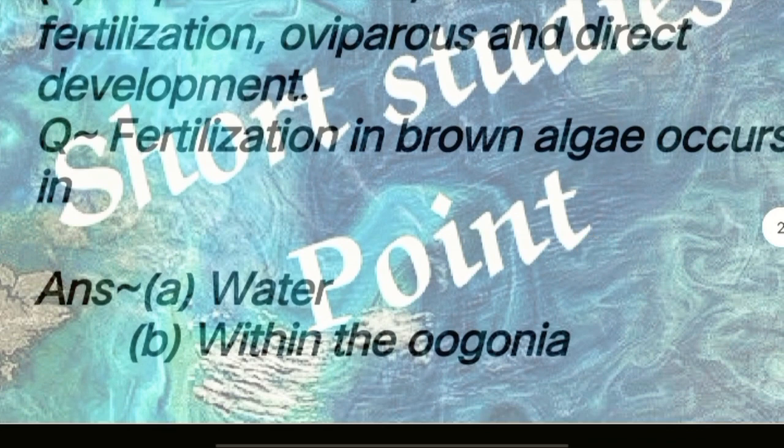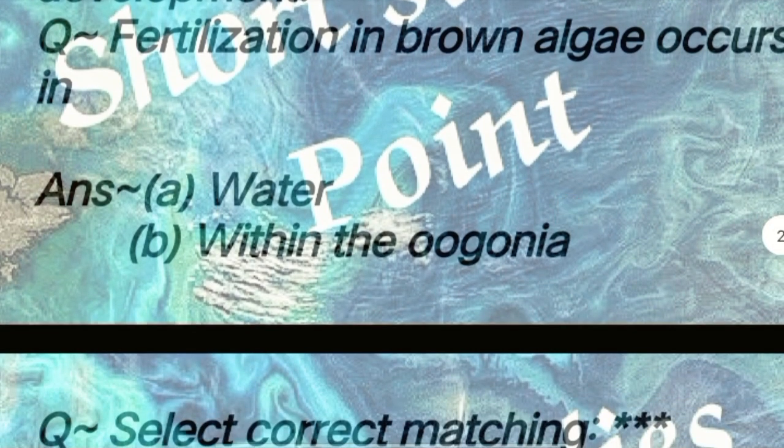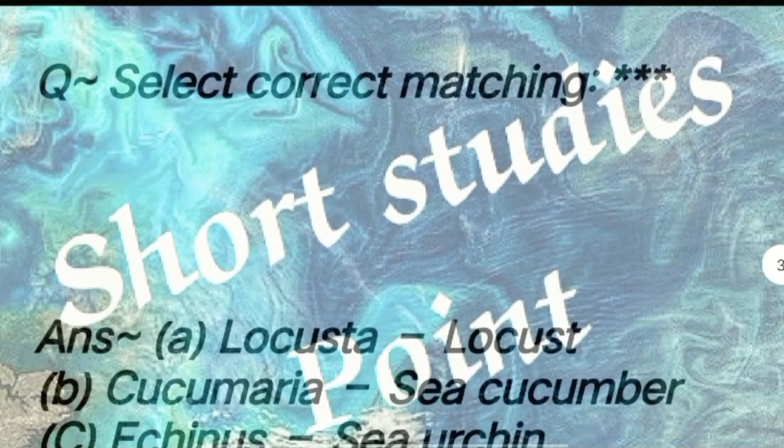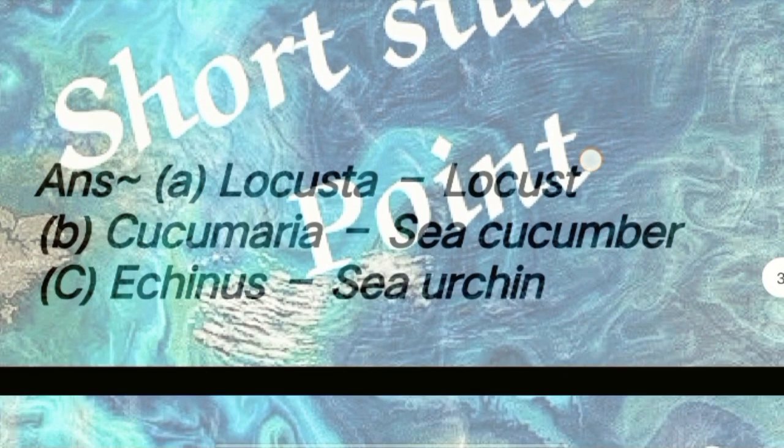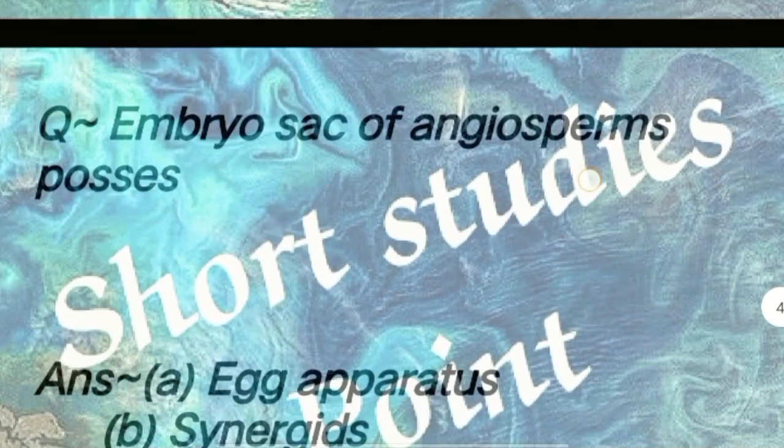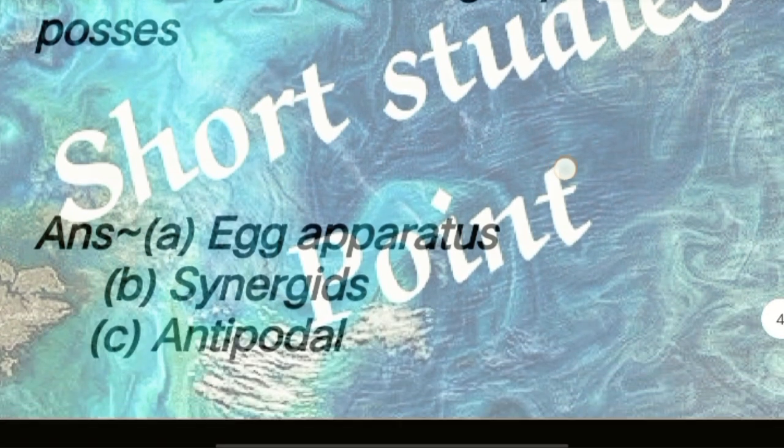Next question: fertilization in brown algae occurs in? Answer: water and within oogonium. Next question: select the correct matching. Answer: A. Balanoglossus is correct with B. Tornaria. Next question: embryo sac of angiosperm possesses? Answer: A. egg apparatus, B. synergids, and C. antipodals.